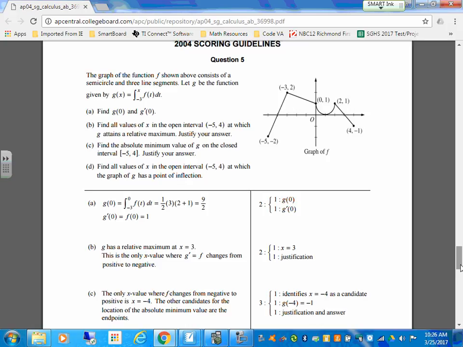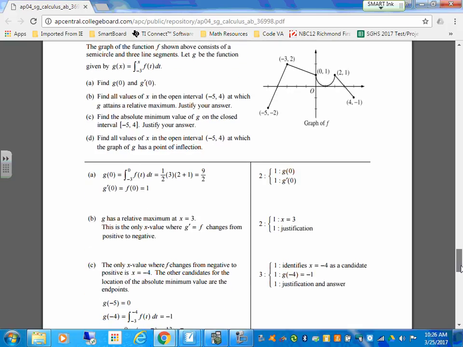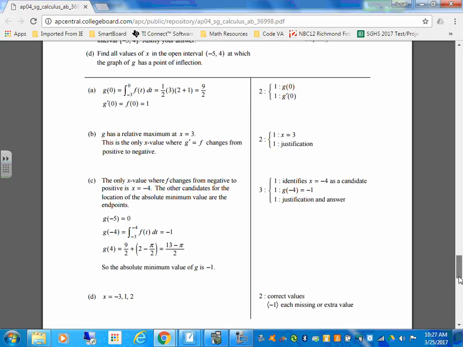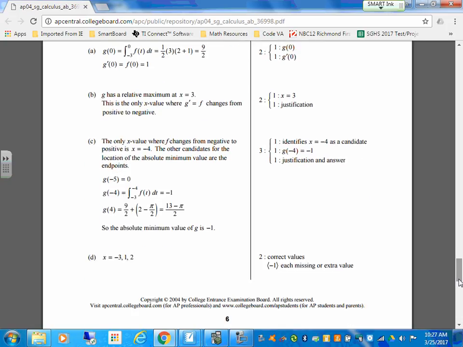1 point for getting G of 0, 1 point for getting G prime of 0, okay? On the second question, you get 1 point for telling me the answer is 3, and 1 point for a correct justification. And they've given you one of those correct justifications. Like I said, the ones that they put here are usually the most common one, although I have seen a couple of them that are kind of weird. But most of them are usually the most common. All right. For question number 3, you notice that you have to identify that relative min as a possibility, and it doesn't say it here.